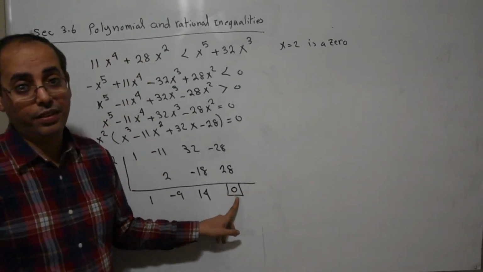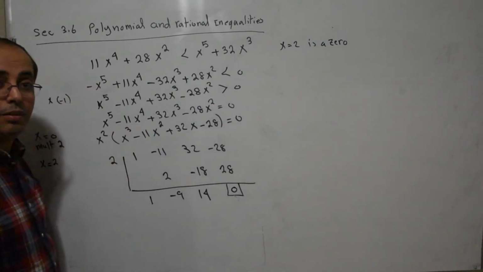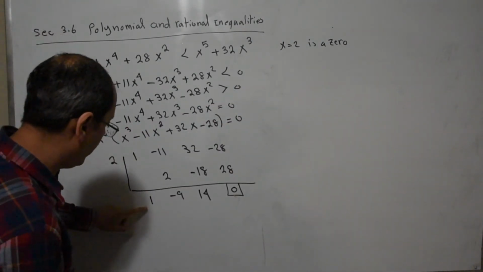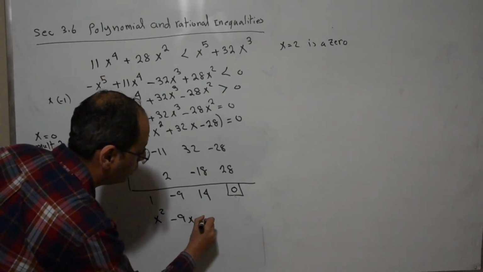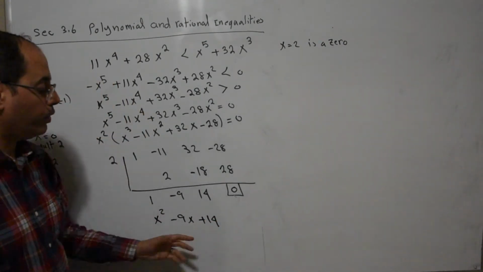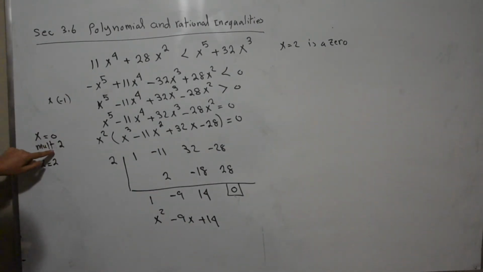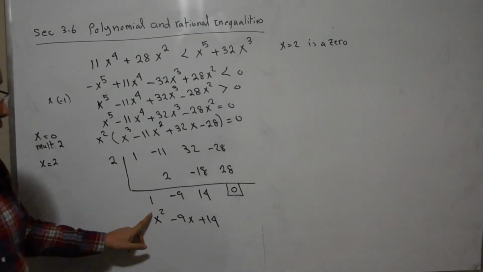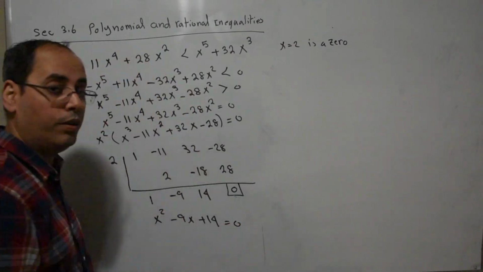And I should expect the remainder to be 0 because I'm given that x minus 2 is a factor, based on what we have learned before. So now I have x squared minus 9x plus 14. Now I need to factor that to get the other 2 zeros. So far I have x is 0 with multiplicity 2, so I have 0 twice, and I have x is 2, so I have 3. And now it's a quadratic equation, so I should get 2 more zeros.